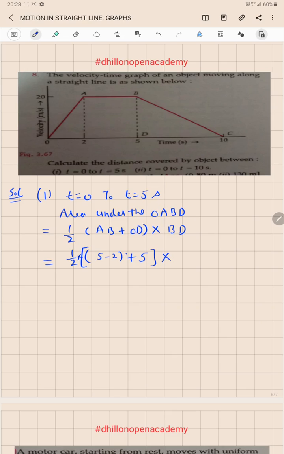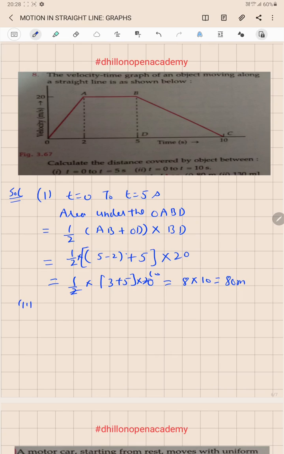BD is nothing but the velocity of the body, and BD height is equal to 20 meter per second. So we get half into 3 plus 5, into 20. 2 times 10 are 20, which is equal to 3 plus 5, 8 into 10, which is equal to 80 meter. This will be our first answer.